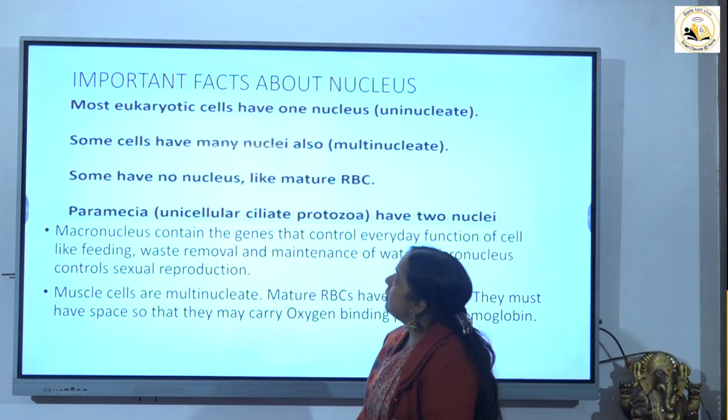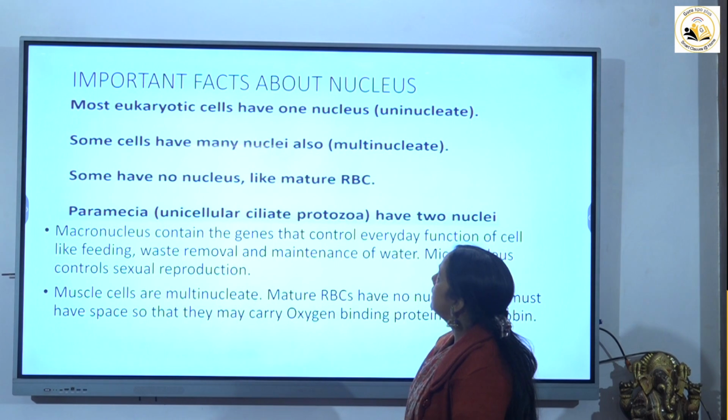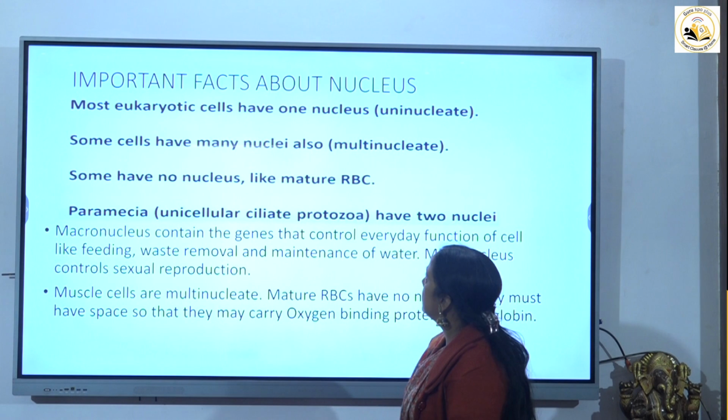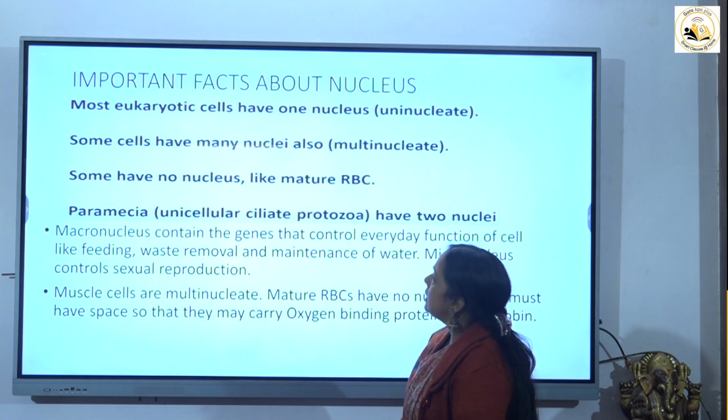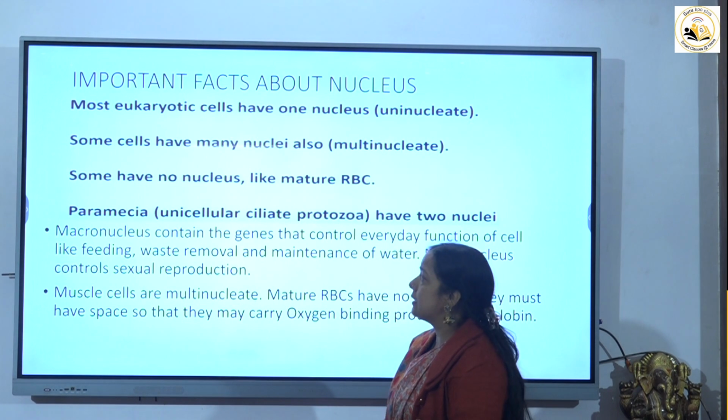Now, there are some important facts about the nucleus. Most eukaryotic cells have one nucleus. They are uninucleated, but in some cells there are many nuclei and they are called multinucleated. Some have no nucleus like mature RBCs, which are called enucleated cells.